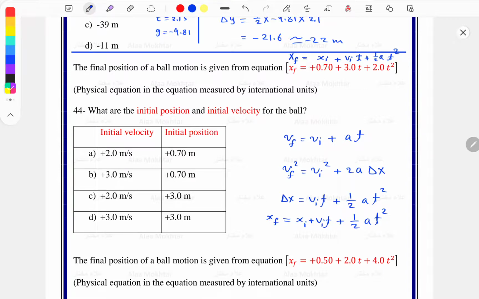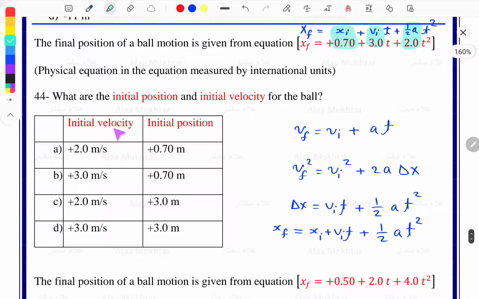1/2 AT squared. If you look at this equation, you will find what? X initial is 0.7. V initial is 3. He asked about what? He asked about initial velocity. VI is 3. Is it correct? And the initial position is 0.7. So the answer will be 3 meter per second, 0.7. The answer will be B.